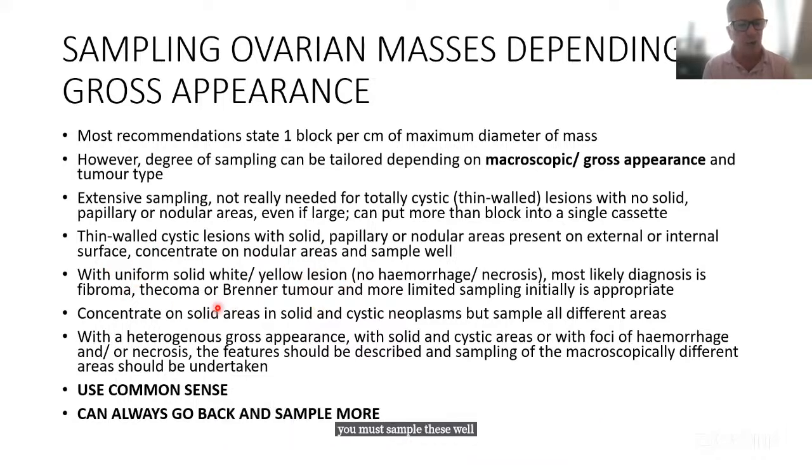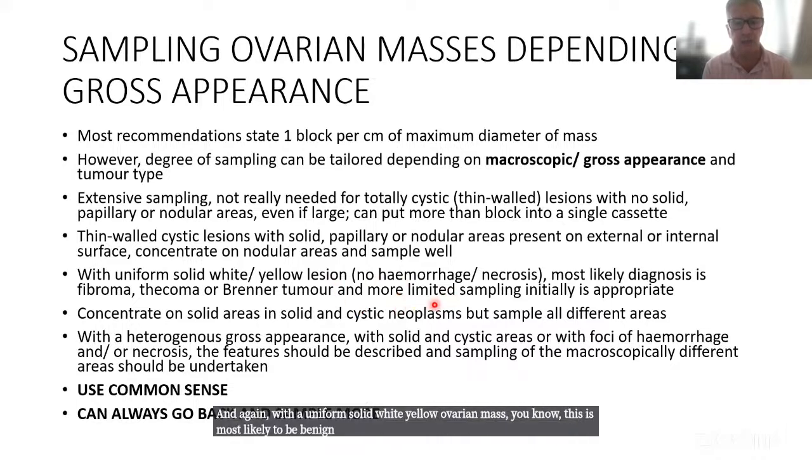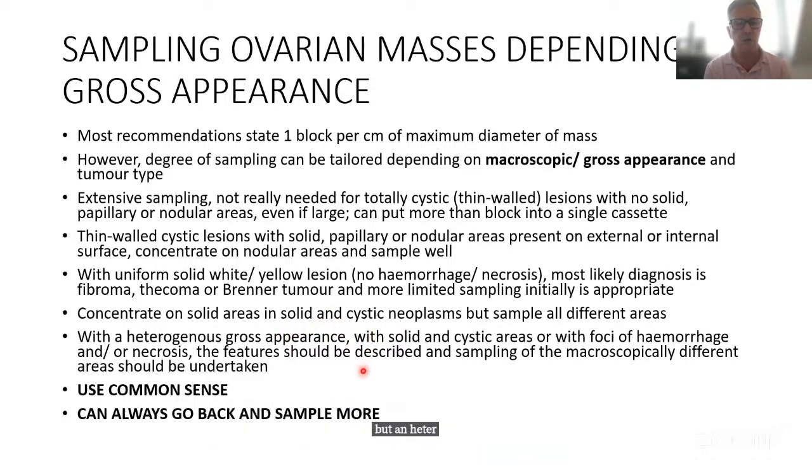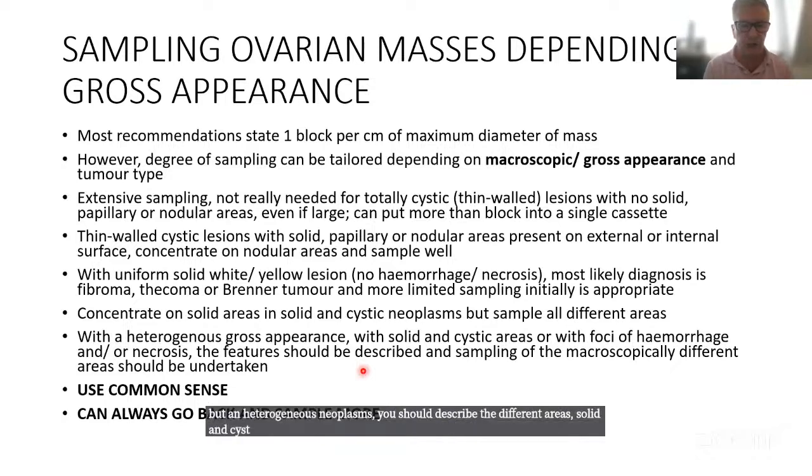And again, with a uniform solid white-yellow ovarian mass, this is most likely to be benign, and more limited sampling initially may be appropriate. But in heterogeneous neoplasms, you should describe the different areas, solid and cystic, areas of hemorrhage, necrosis, etc., and always sample the macroscopically different areas.